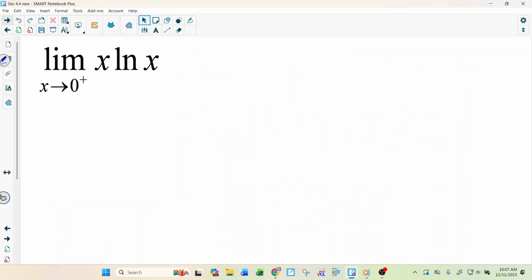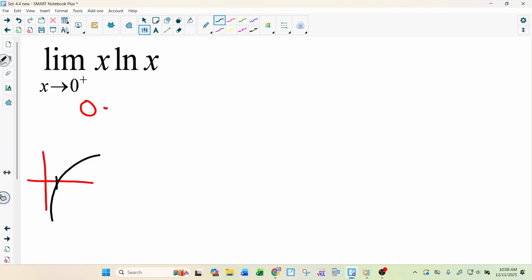Let's look at the first one here. So let's say we have the limit of x natural log x as x approaches 0 from the right. Now, as we substitute in 0, this is going to be 0 times, and if you remember the graph of natural log, as you approach 0 from the right, natural log goes to negative infinity. So this limit is 0 times infinity, so we can't do L'Hopital's rule.